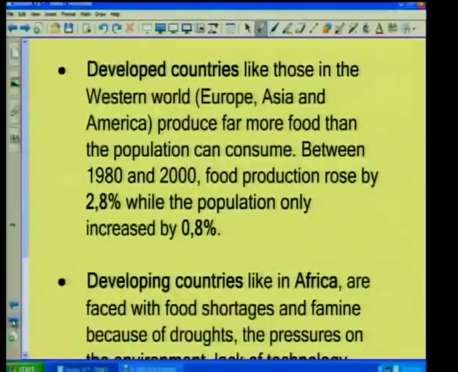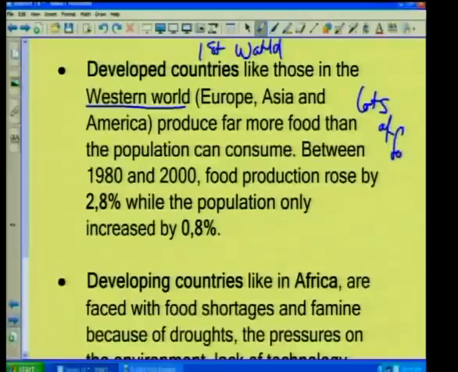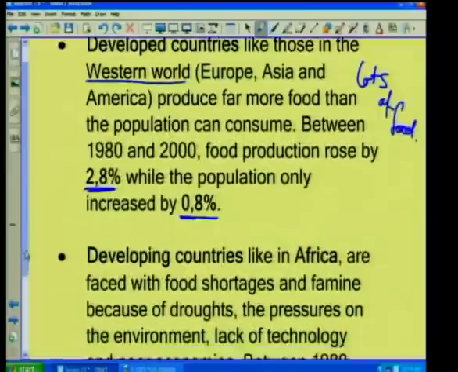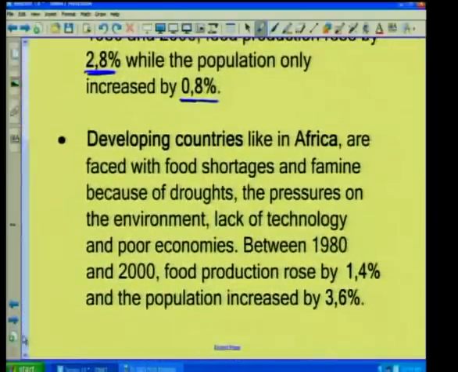Now, developed countries like the Western world, those are your first world countries, produce a lot more food than their populations can consume. So they're producing lots of food, which is great, because they then export it. The food production rose 2.8%, while the population only increased by 0.8%. So that's actually quite cool, they're okay.